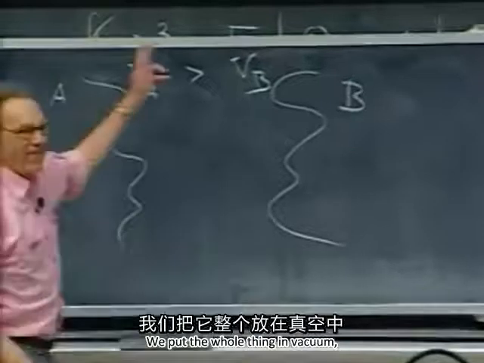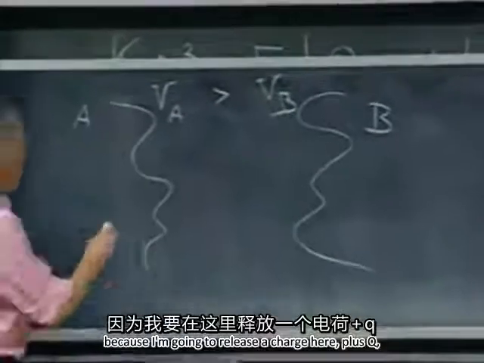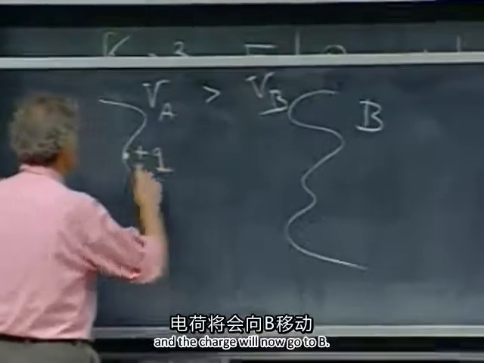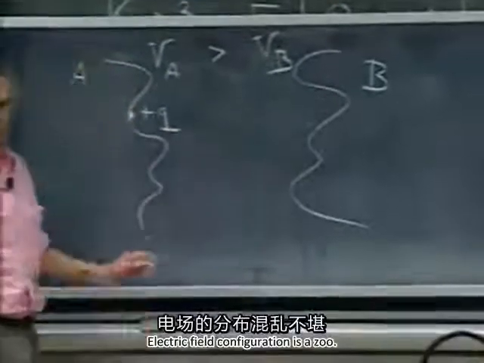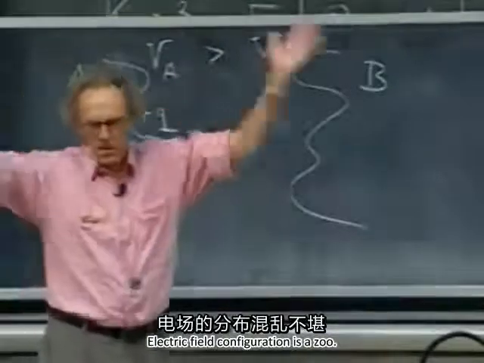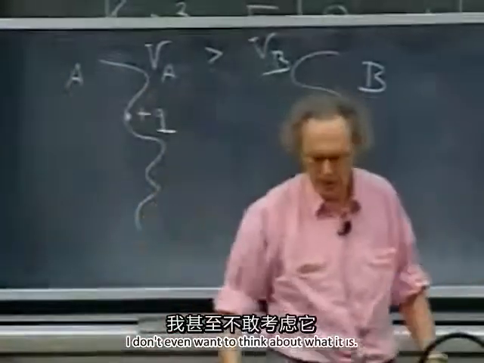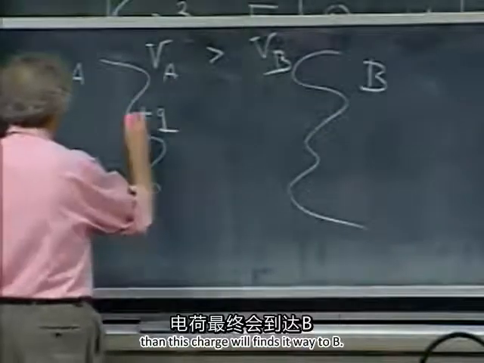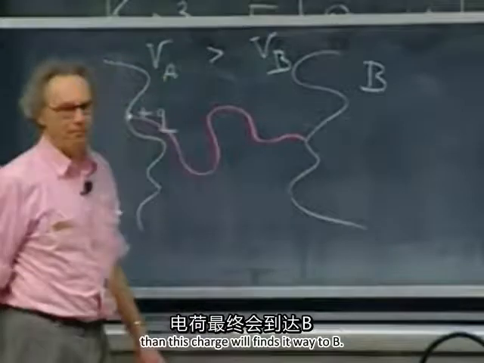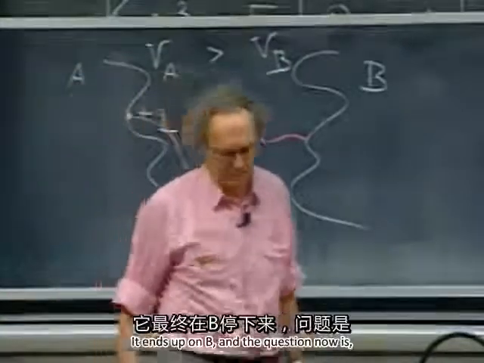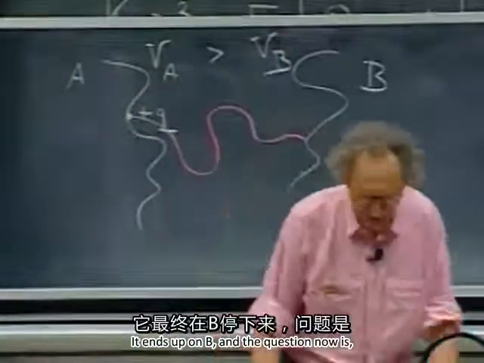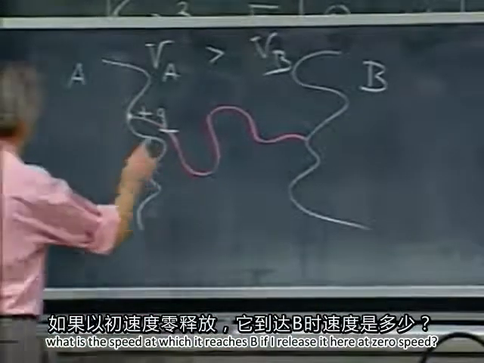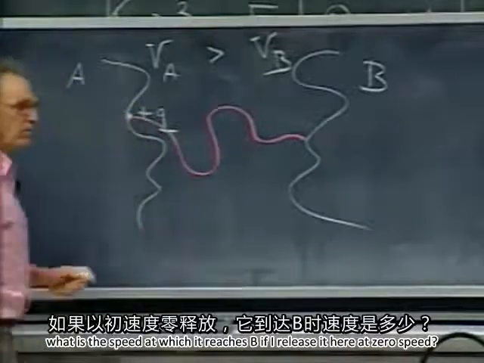We put the whole thing in vacuum, because I'm going to release a charge here, plus Q, and the charge will now go to B. The electric field configuration is a zoo. I don't even want to think about what it is. One way or another, if this is vacuum, then this charge will find its way to B. Let's say this is the routing that it takes. It ends up on B, and the question now is, what is the speed at which it reaches B if I release it here at 0 speed?